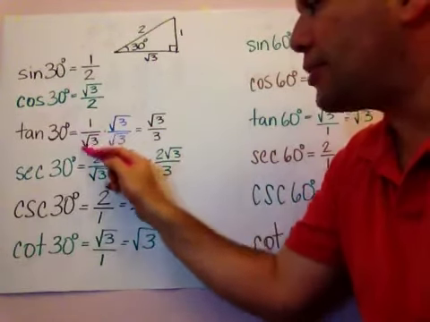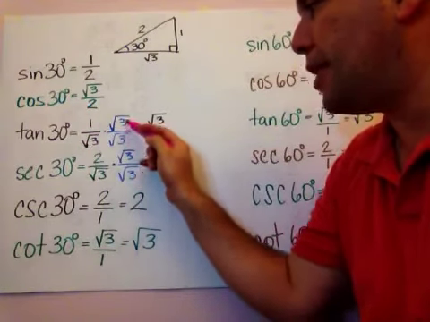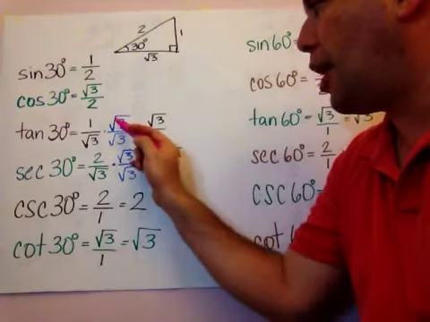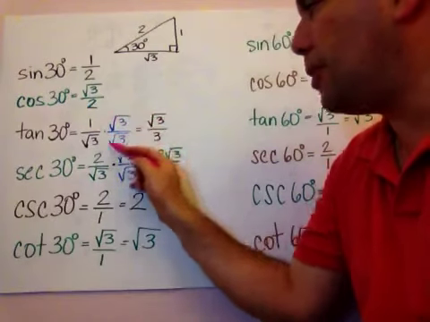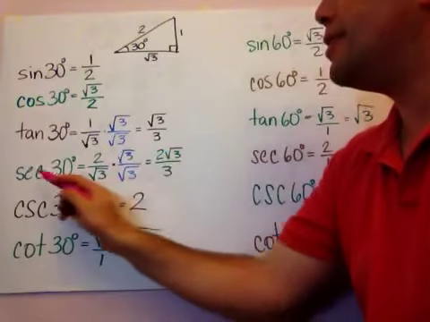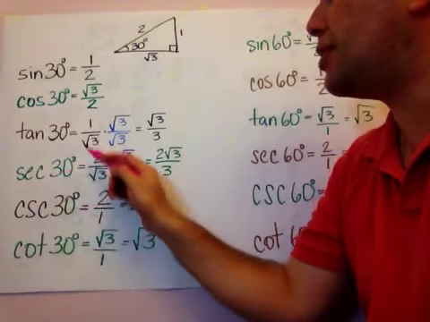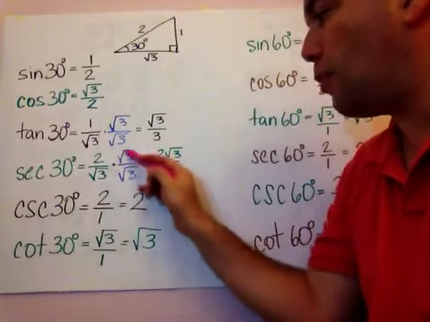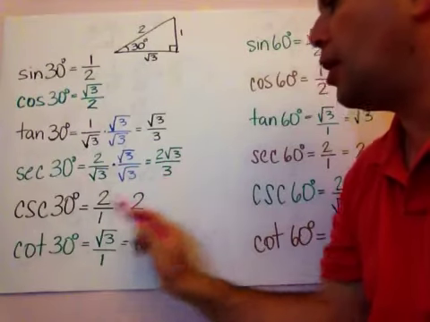But we don't want to leave square root of 3 in the denominator, so we multiply times 1 in this form. Square root of 3 times the square root of 3 is 3. And 1 times the square root of 3 is square root of 3. Notice that the blue is a 1. Secant of 30 degrees is the reciprocal of the cosine, so it's 2 over the square root of 3. Same thing, I multiply times this 1, and we get 2 square root of 3 over 3.